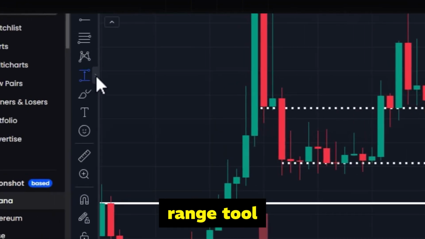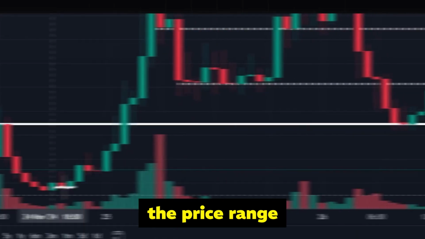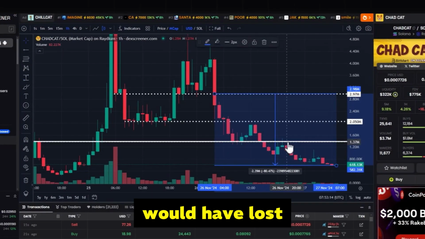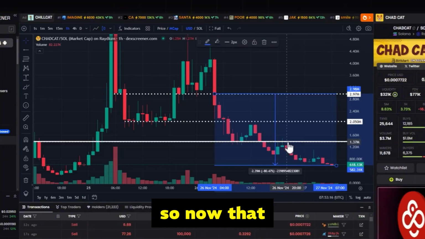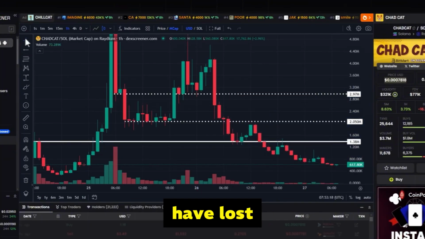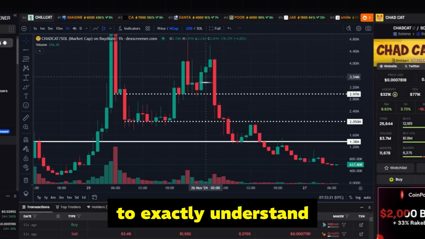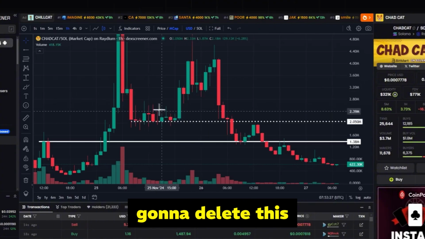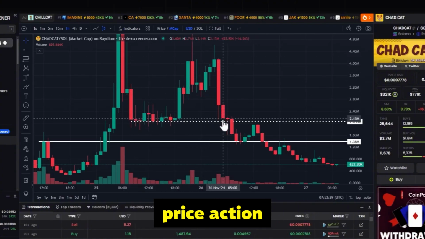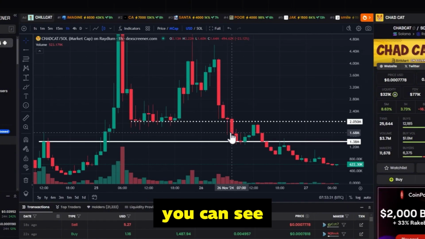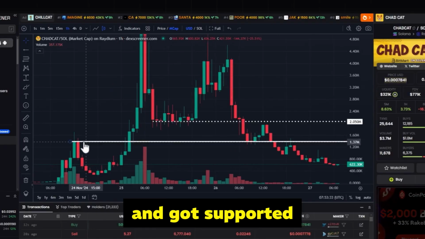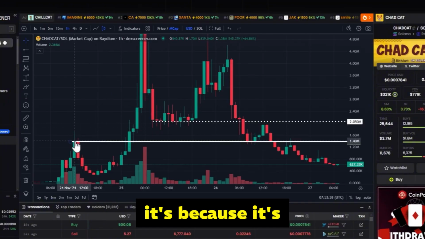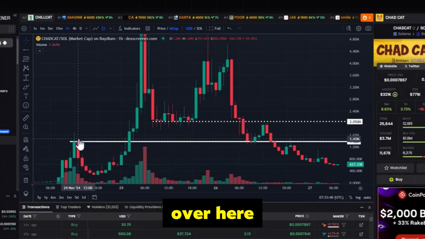And if we look at the price range tool, you come down here, you click the price range. You can basically see how much percentage gains you would have lost if you had managed to hold on. So now that we know exactly how much we have lost, here's how you can use this to understand where price is going. You can see we've got all these levels going on. Now I'm going to delete this one, but you can see that when price action also came back down to this level, it lost this level and got supported by the initial level all the way back here. So people wondering, why is the coin going up again? It's because it's being supported by this recent high over here.